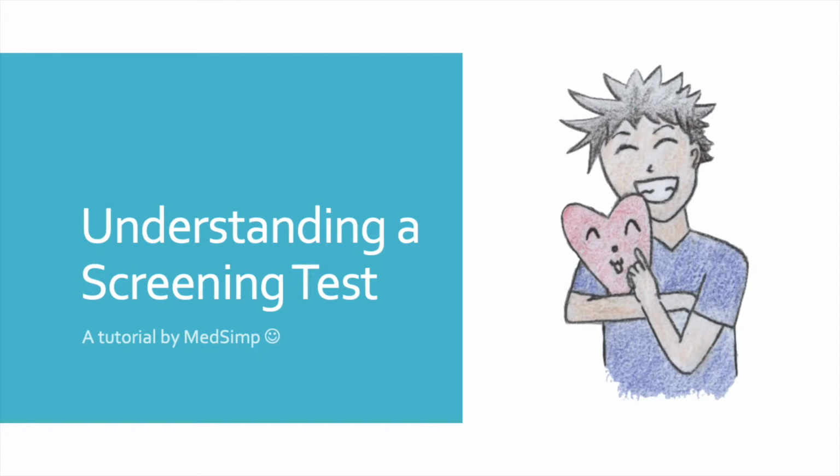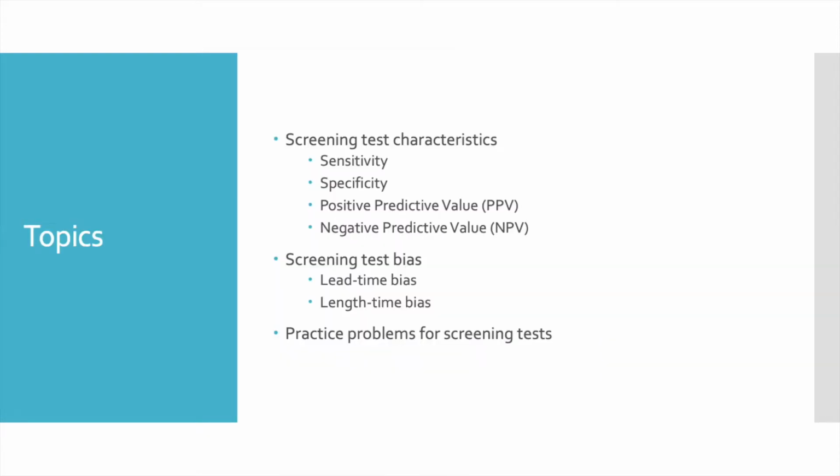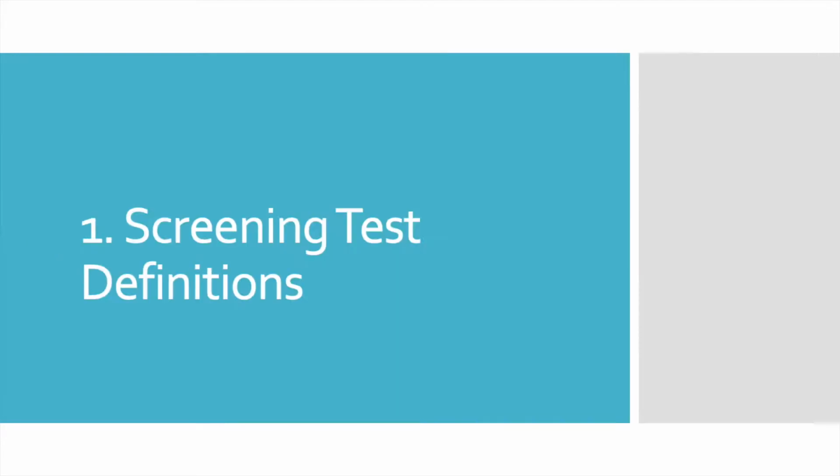Hey guys, so today I'll be explaining how to understand a screen test result. The way to do this is to understand the sensitivity values, specificity values, PPV and NPV values. And then we also need to take into account any biases involved, and we'll even go through some practice problems for you to understand the concepts better.